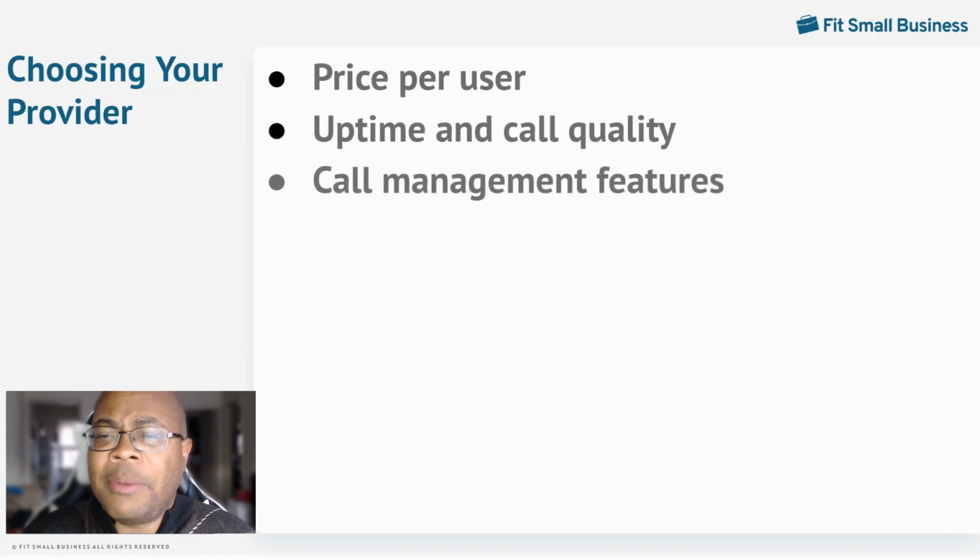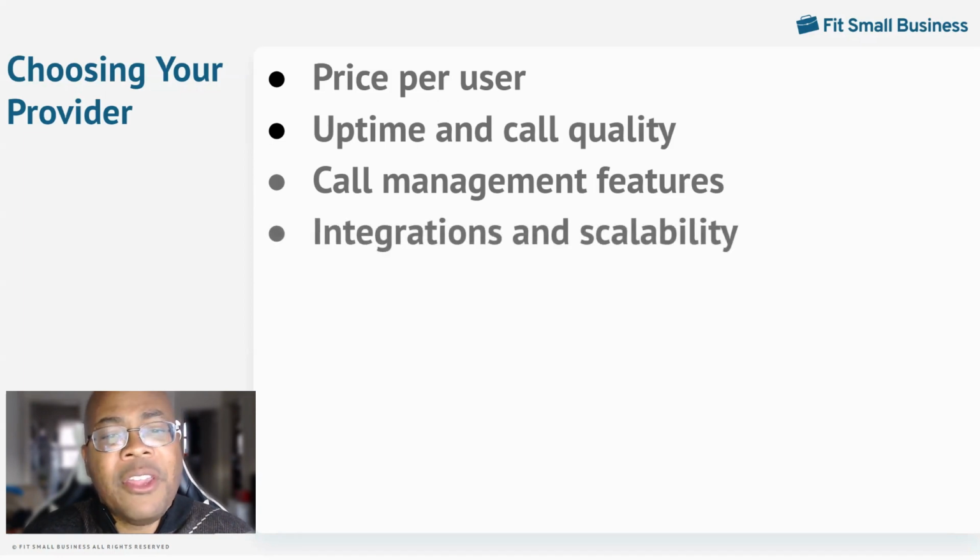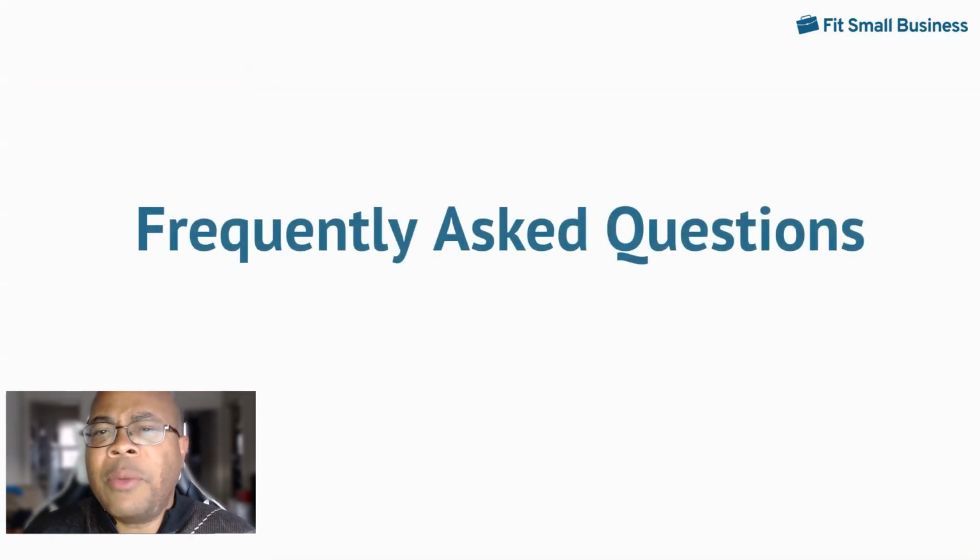Next, select a platform with the needed features and capabilities. Key elements may include automated attendance, business messaging, call forwarding, and analytics. Next, your phone system is the crux of your communications. Assessing each provider's built-in third-party integrations and scalability is critical to seamless and productive operation. Let's take a look at some of the frequently asked questions about VoIP data encryption.